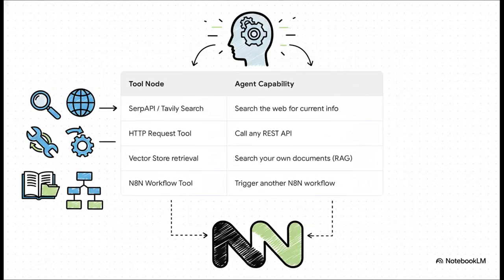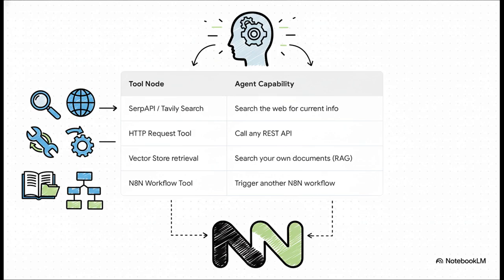Now this is where your agent gets its superpowers. Tools are what connect the AI to the real world. You can give it a tool to search the web for up-to-the-minute information. You can give it a tool to call literally any API, a tool to search your own private documents. You can even give it a tool that lets it trigger a different n8n workflow. The agent then gets to intelligently decide which tool it needs to use to answer the user's question.